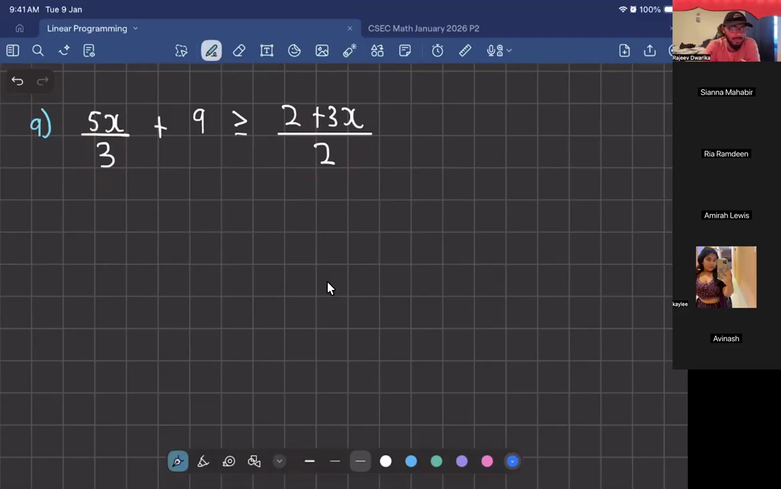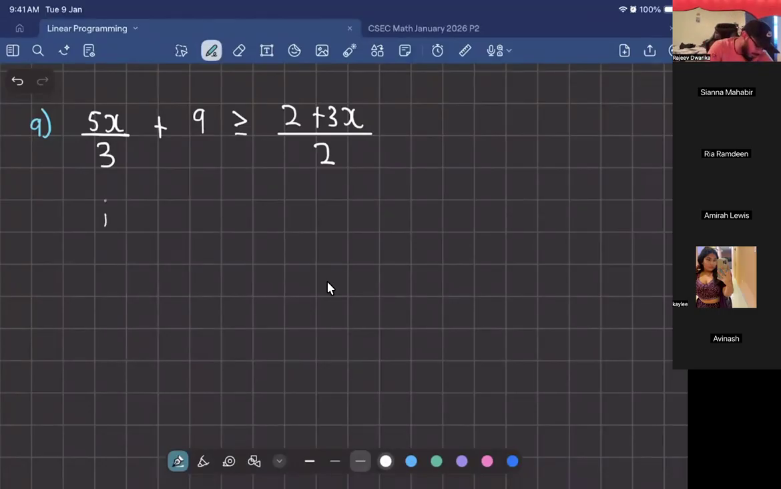What's the LCM between 3 and 2? 1? Nah. When I say multiple, do you know what a multiple is? I'm not saying this in a mean way, I'm just curious. It's if you can multiply it to get the number. Nah. Let me show you what a multiple is.